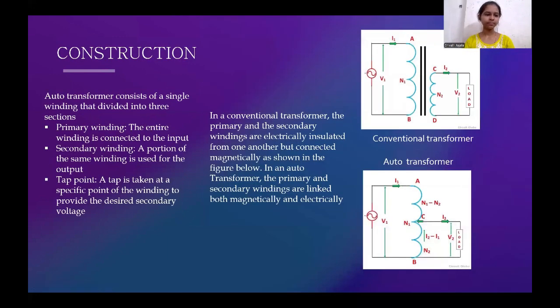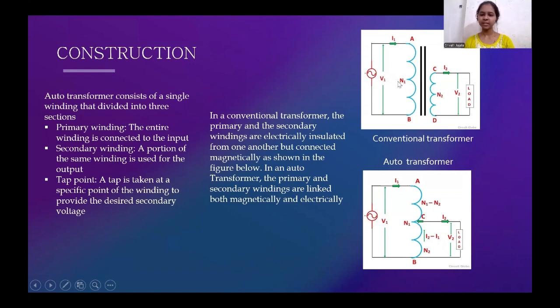Coming to the construction, this auto transformer winding is a single winding and it consists of three parts: primary winding, secondary winding, as well as tap point. The entire winding is connected to the input. That means here AB in this picture is the primary winding, which contains a number of turns N1. Secondary winding is the portion between the load, and the number of turns in the secondary winding is N2. Tap point, we have to take the tap point on the winding so that we can get the desirable voltage.